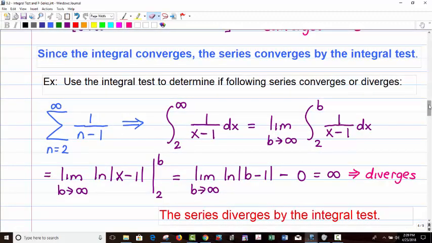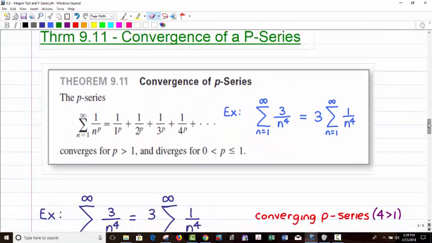It's a p-series. For 1 over n squared, the exponent would be 2. 2 is greater than 1. Therefore, it's just a converging p-series.